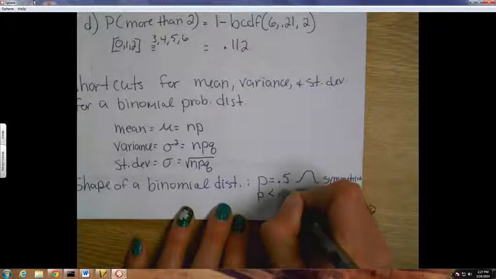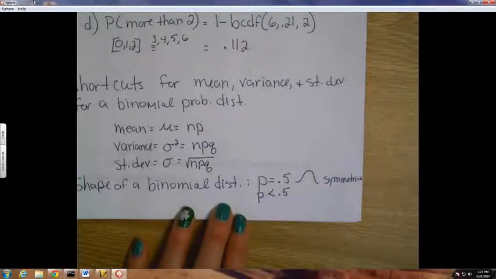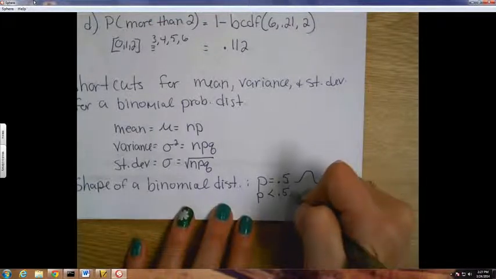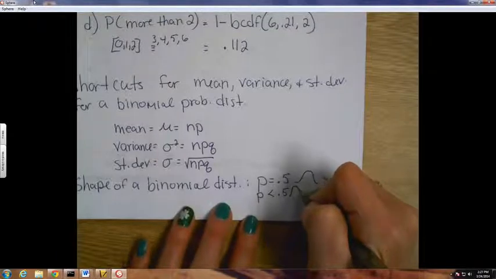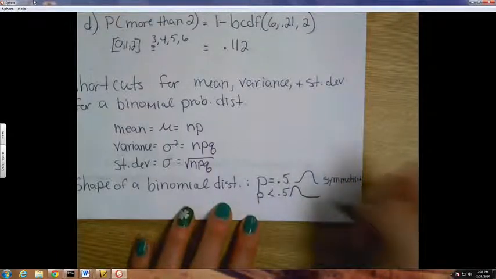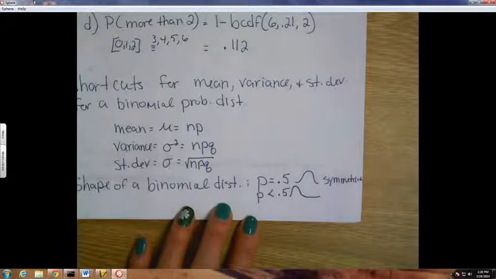If it's less than 0.5, which means the probability is small, you're going to have more successes down on the low end, like when X is 0 or 1, because it doesn't have a high probability of happening. So it's going to have a lot of successes on the low end, and then it's going to tail off as it gets out higher. What kind of skewed is that? Right. Skewed right. It's skewed towards the tail, so it's skewed right.